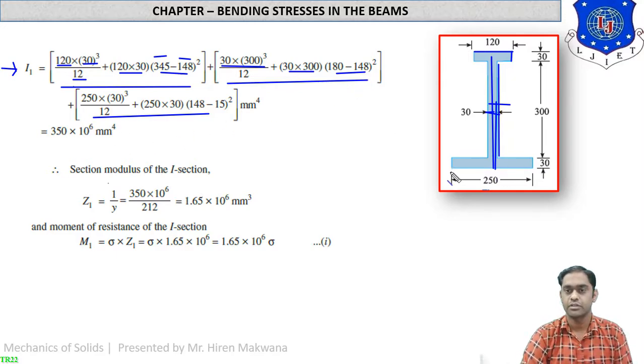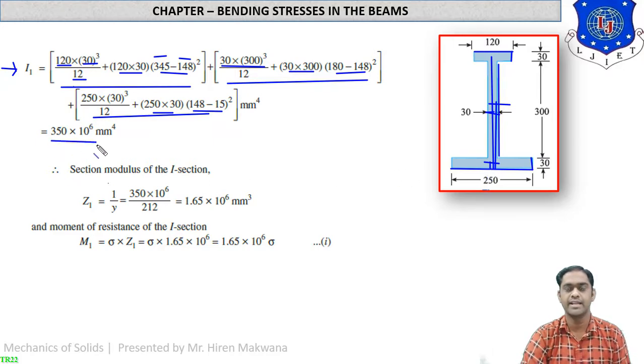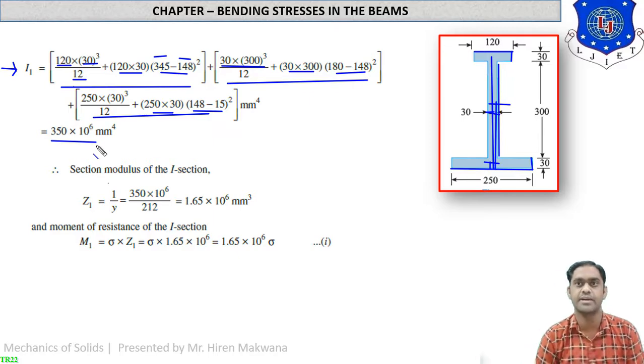Third part. For the third part, B and D are 250 into 30, BD cube by 12 again. Area is 250 into 30. And y bar minus y3 means 148 minus 15 whole square. 148 is our y bar, and y3 means CG of this part from the bottom, which is 15. So finally you will get the answer of 350 into 10 raised to 6 mm raised to 4 for this unsymmetrical section.